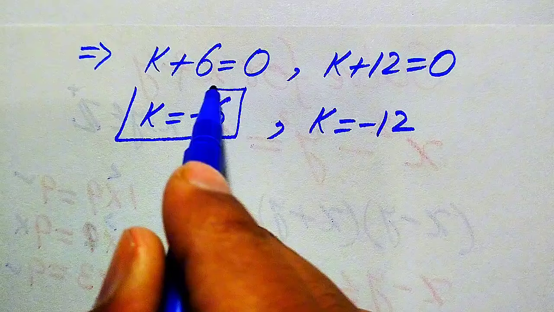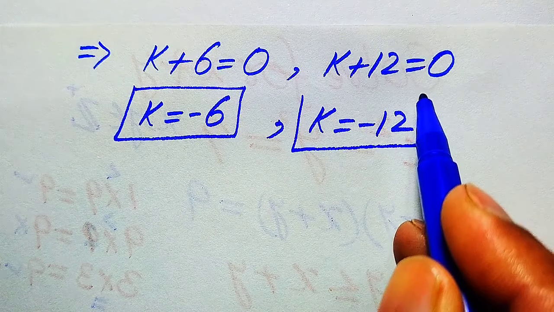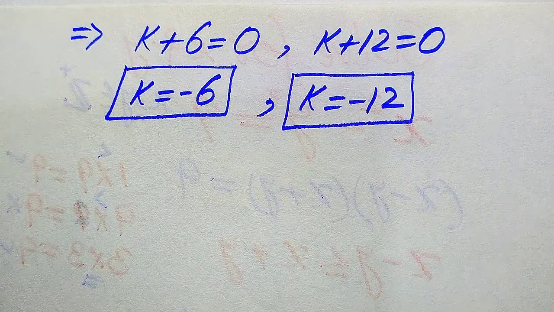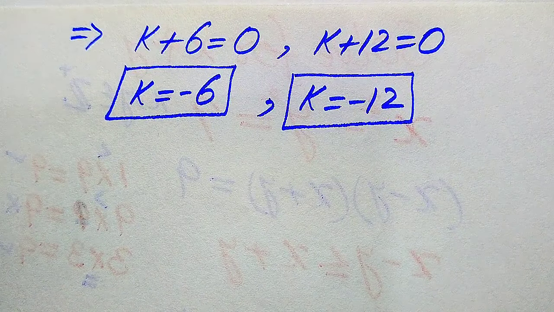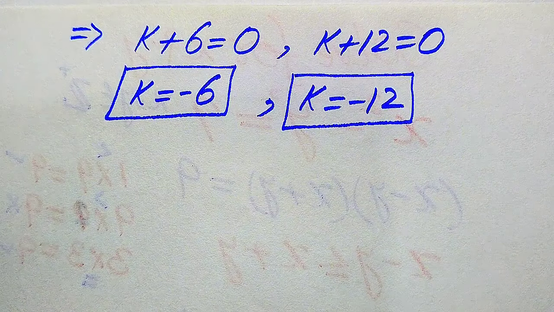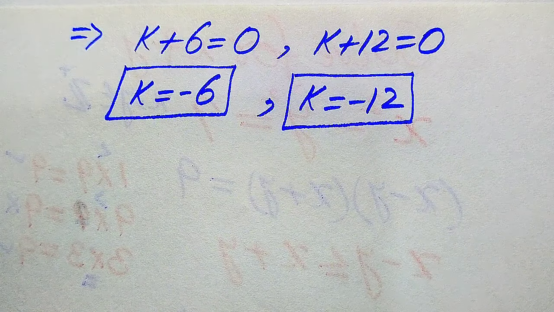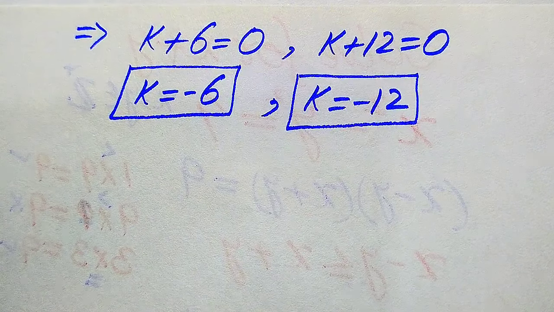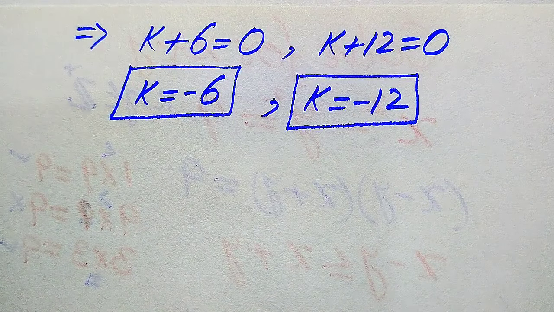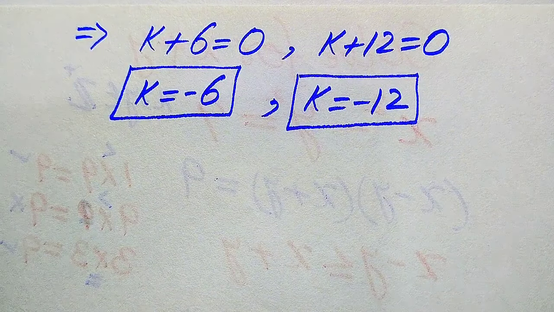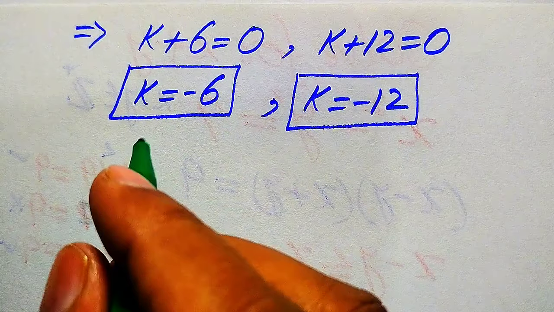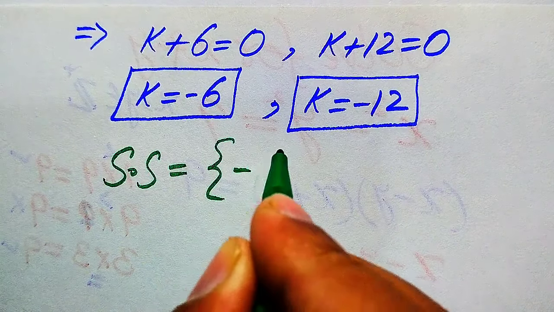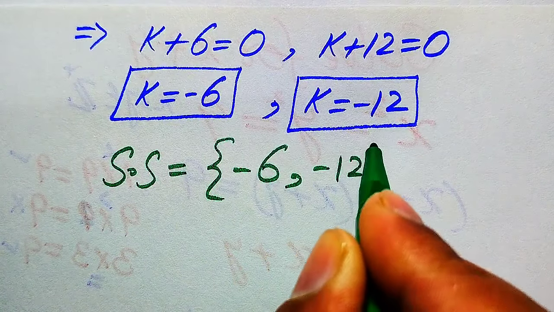And you see here that from both of these two methods we get the same values of k. In the first method we already verified that these values of k satisfy our given question statement, so we don't need to verify these two roots again because we already verified them in method number 1. We already know that both of these two values satisfy our given question statement. So finally we write the solution set of the given question as minus 6 and minus 12.